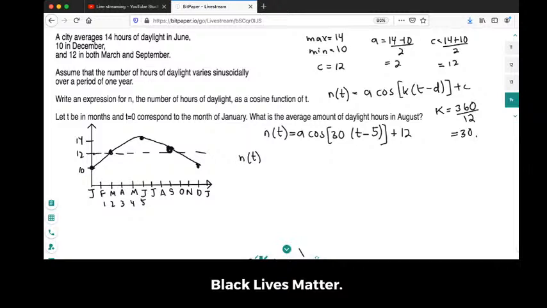Sine functions always start at the axis of symmetry. They typically go upwards unless they're a negative sine function. So in this case, my sine function would still be 2 sine 30, because everything else stays the same. The only thing that changes is the phase shift. So if this was a sine function, that's what it would look like.